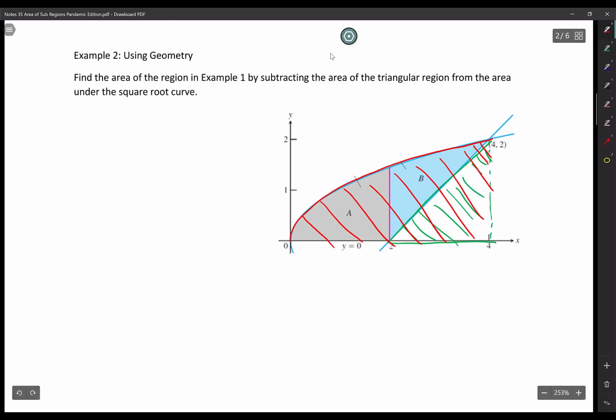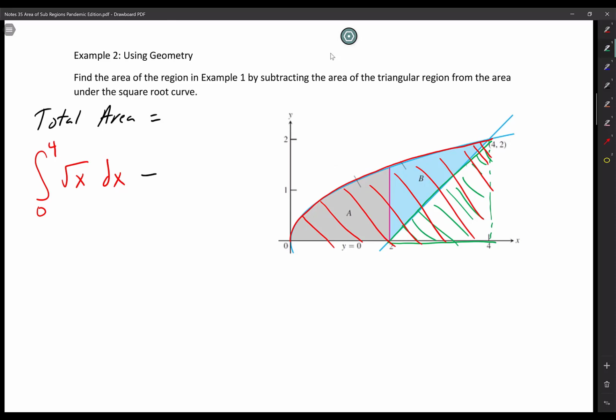So let me see if I can color code this. Area in red, so I'm going to write total area. I guess I should write total area as the neutral color. So total area equals, and then whatever's in red is from the shaded region in red, 0 all the way to 4 of the square root of x dx. And I'm going to subtract, so I'm going to use neutral color, minus, and I'm going to subtract the area of the triangle. So I'm going to put that in green here. Area of triangular region, triangular region in green. So there it is, color-coded. Nice and pretty.